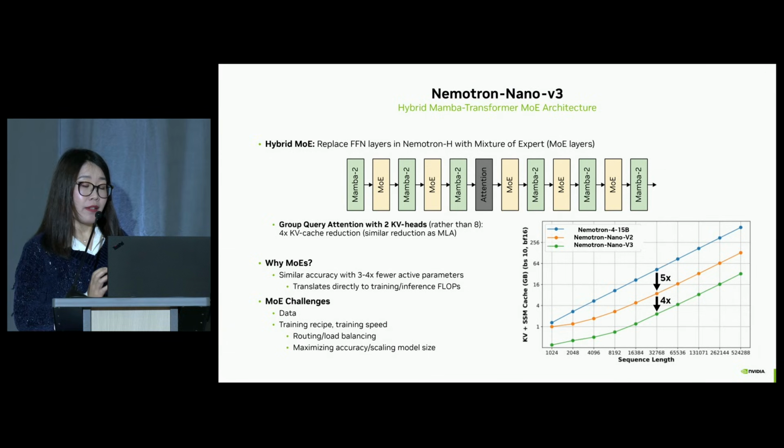This one was used in Nano V3. Basically, we replace the FFN layers in Nemotron-H with a mixture of experts. Then you may ask, why MoE? The answer is very obvious, right? It can give you similar accuracy, but with 3 to 4 times fewer active parameters, which translates directly to training and inference savings. Yeah, if you check out the figure on the bottom right, the green line is the Nemotron Nano V3. It can further reduce the KV plus SSM cache by 4 times compared to Nano V2. Yeah, so this is great.